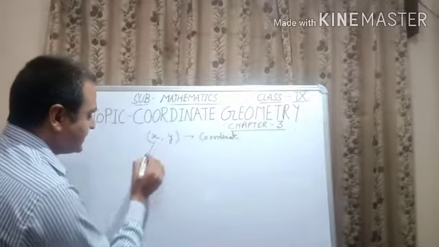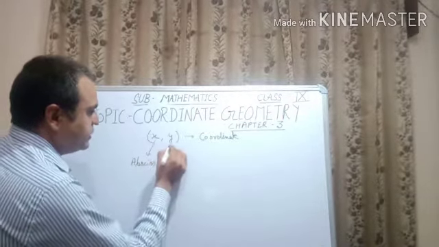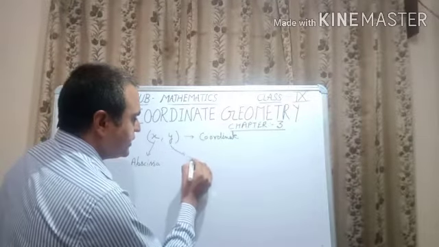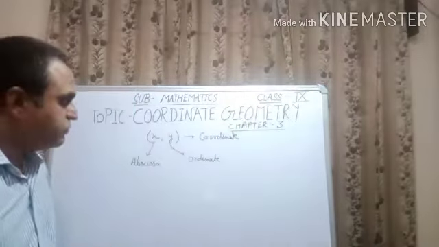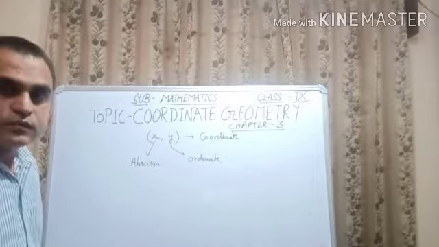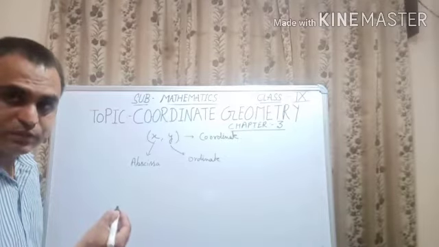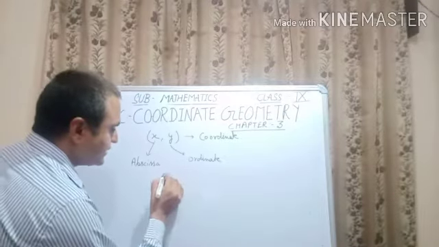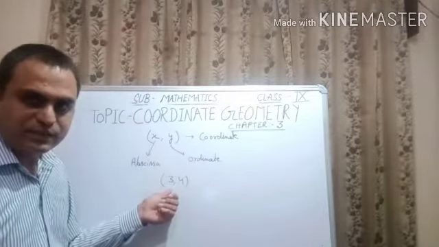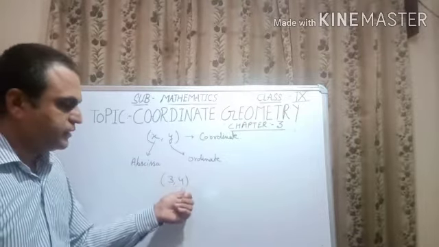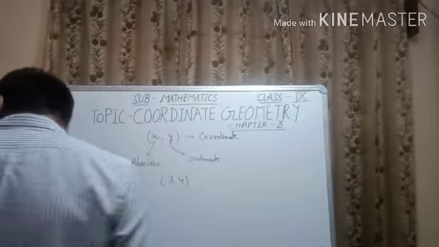The value of x is known as abscissa and the value of y is known as ordinate. If I want to write a number 3 and 4, where 3 is abscissa and 4 is ordinate, then the student writes it as (3, 4). 3 is the value of abscissa, meaning the value of x, and the ordinate is 4, the value of y.